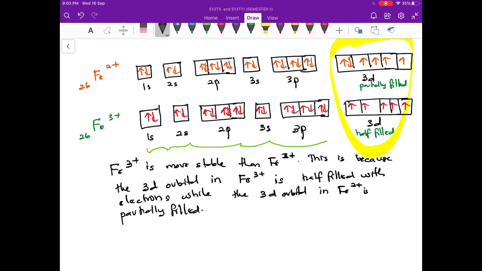What is our conclusion? Half filled is more stable than partially filled.